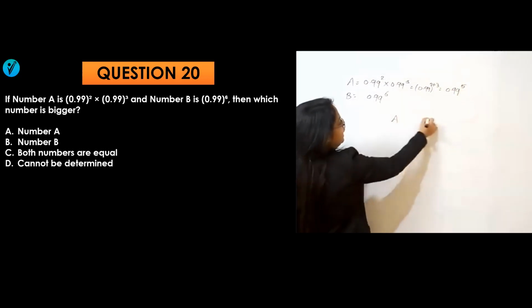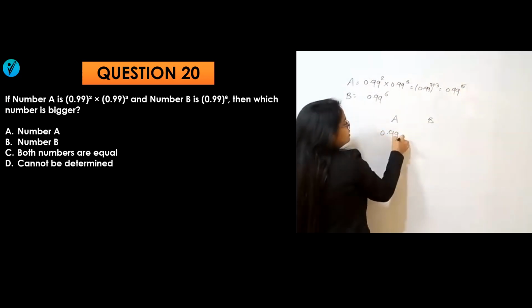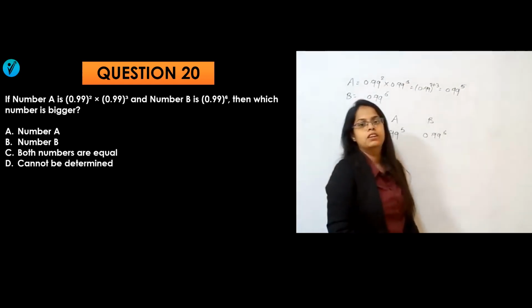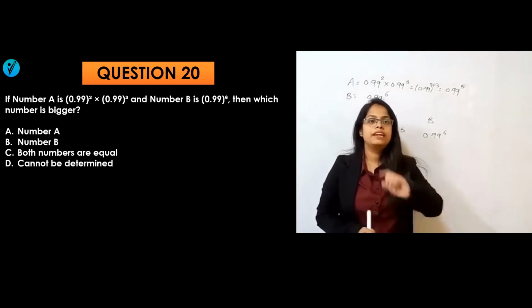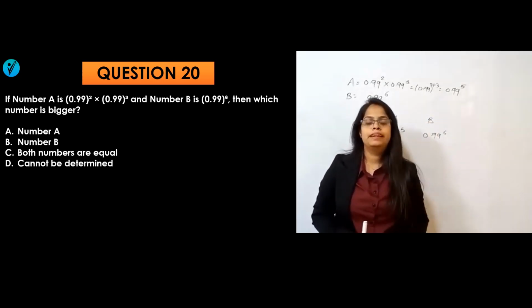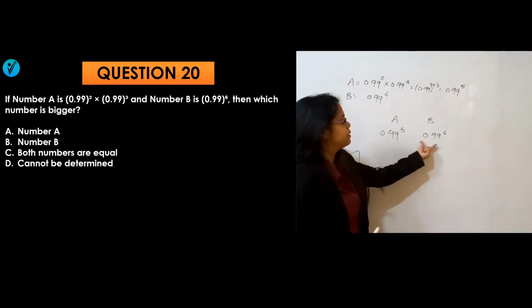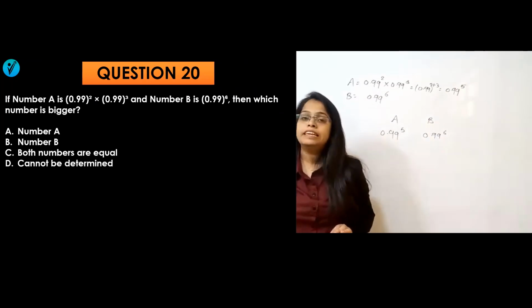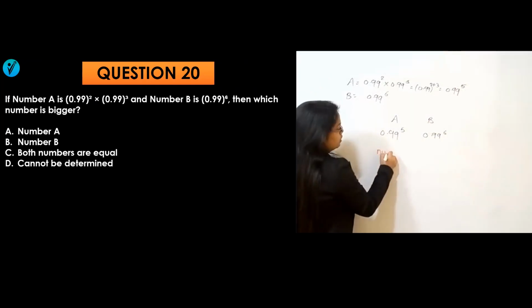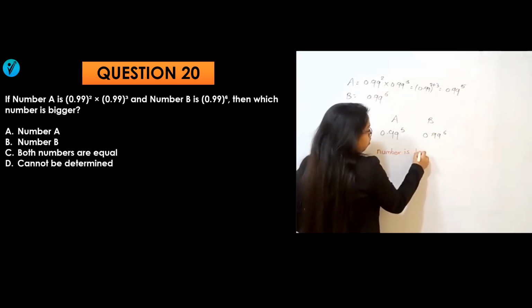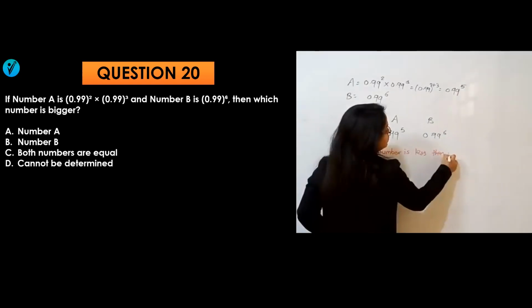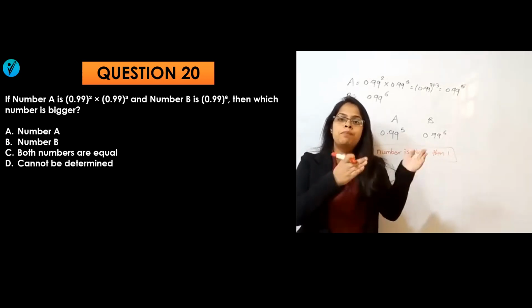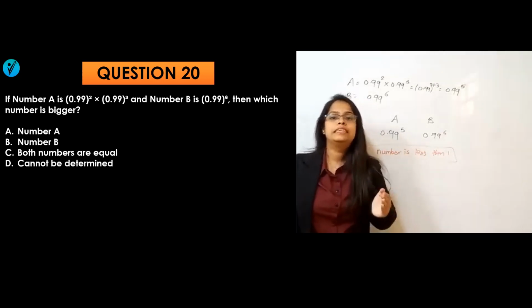So I know that A is 0.99 raised to 5 and B is 0.99 raised to 6. Which one will be greater? Mostly, what we do is, if the raised power is higher, that one will be greater. Most people will simply mark option B because its power is higher. But always remember, if your number is less than 1, that means it is a decimal, then as the power increases, value decreases.